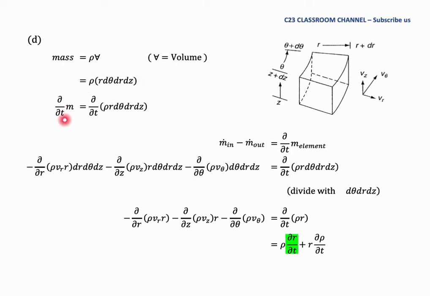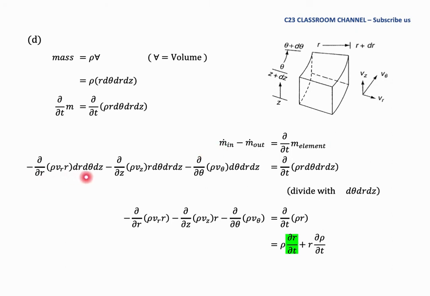So we have dm over dt. So we substitute the value of m that we get here. We could have del over del t, rho r d theta dr and dz. And now we take this equation, mass flow rate at inlet minus mass flow rate at outlet equal del t m element. We substitute all the value here with the value that we get in previous calculation.